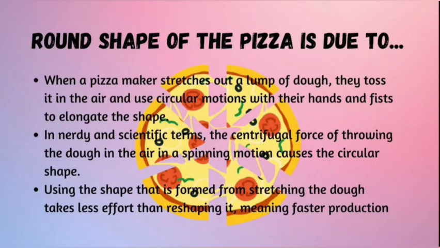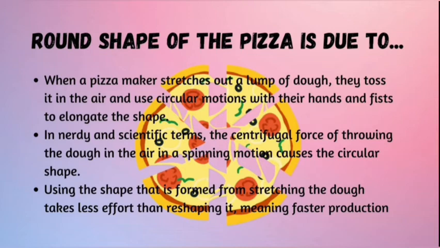Whenever we buy a pizza, we might wonder why a round pizza is coming in a square box. But we just ignore it because we just want to taste the pizza. But here is the reason. When a pizza maker stretches out a lump of dough, they toss it in the air and use circular motion with their hands to elongate the shape. So it becomes round in shape.